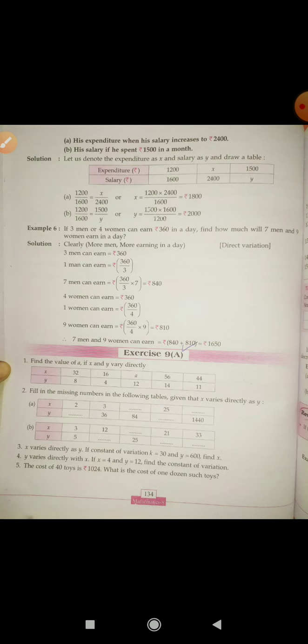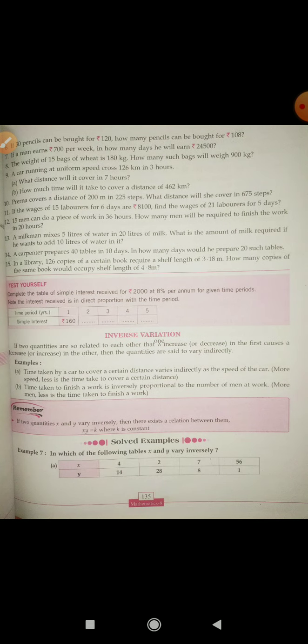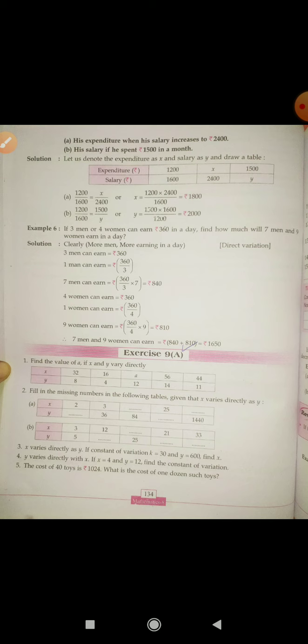Okay, and do exercise 9A. Find the value of a, where x and y vary directly. You can see here the solution of exercise 9A. Here the x value is 32 and the y value is 8. Here the x value is 48 and the y value is 12. So the a value is 48.